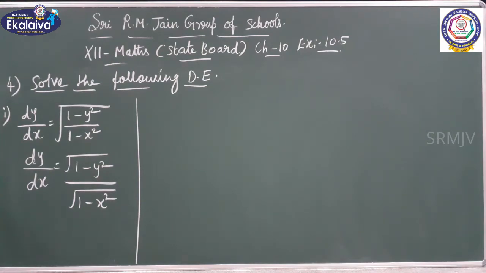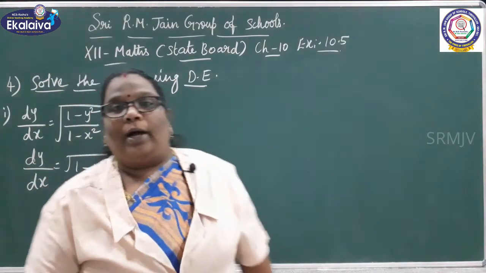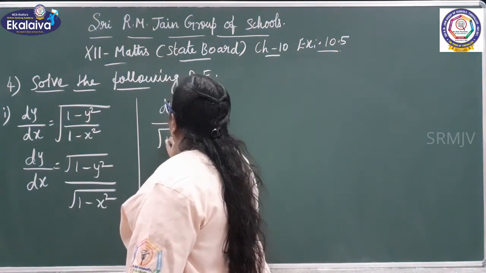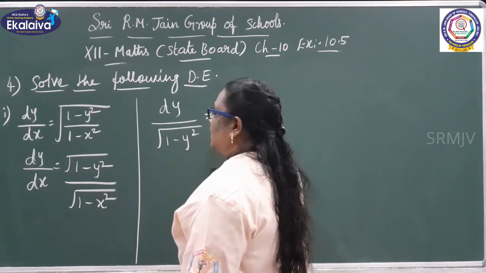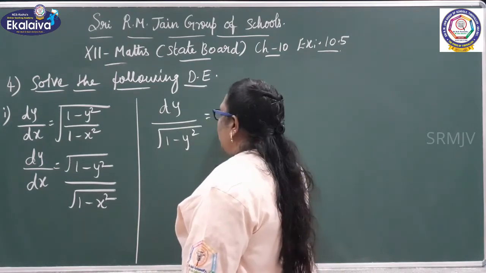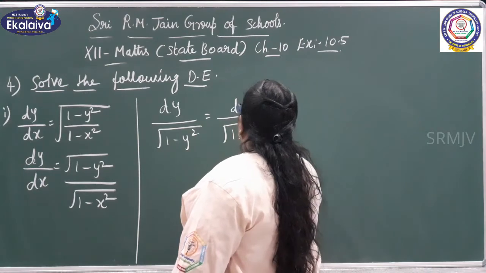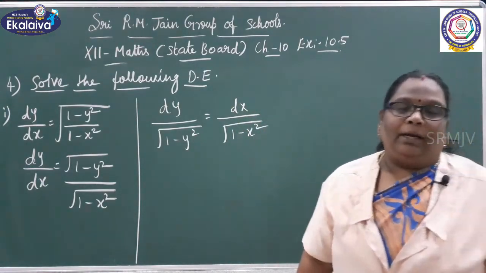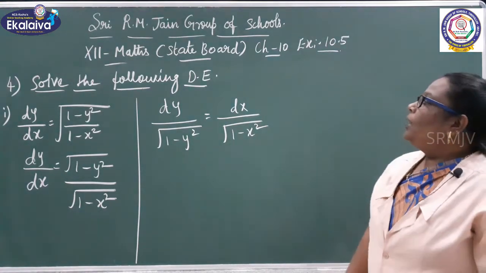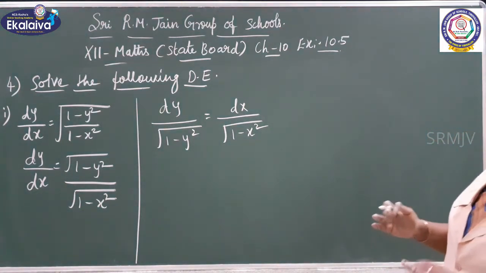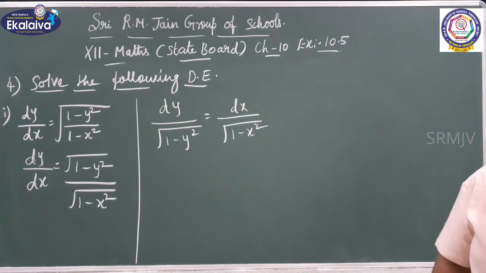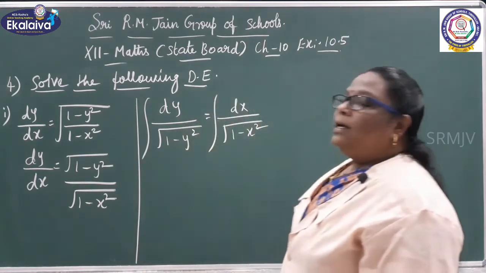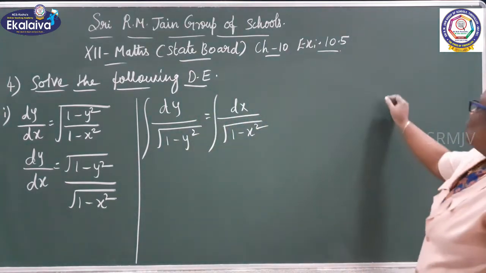dy by root of 1 minus y square equal to dx by root of 1 minus x square. You can see that dy and dx should be in the numerator in variable separable method. So, integral dy by root of 1 minus y square equal to integral dx by root of 1 minus x square, integrating on both the sides.